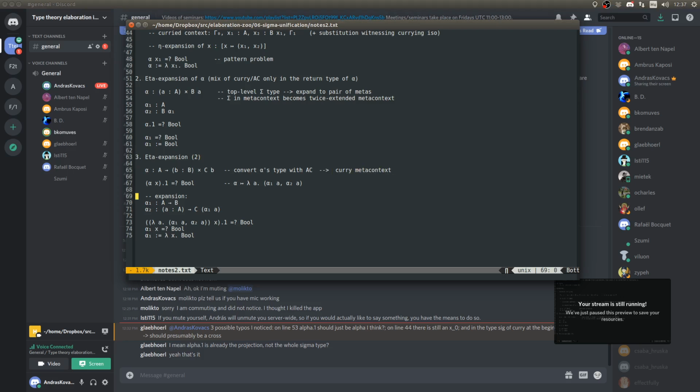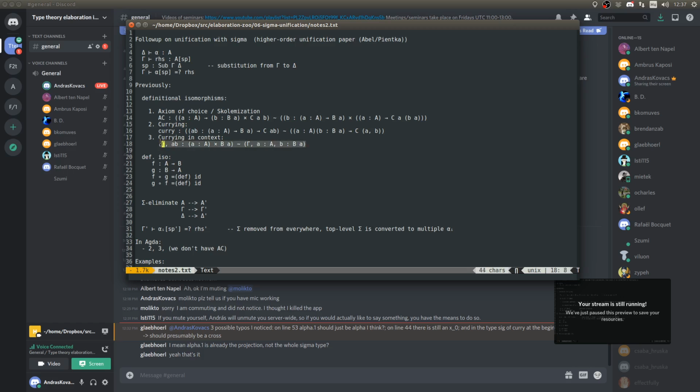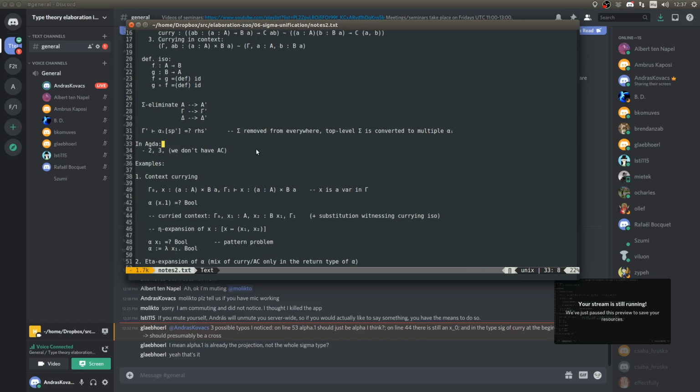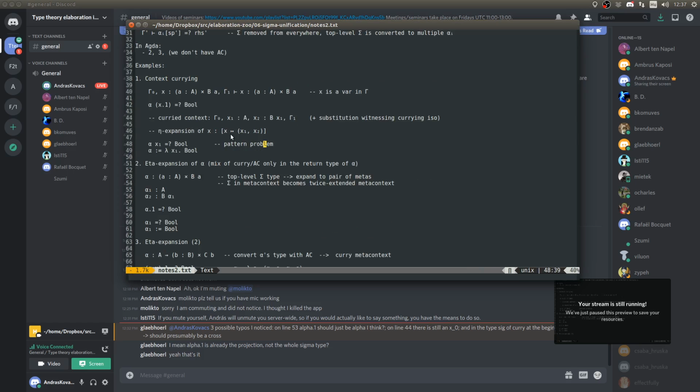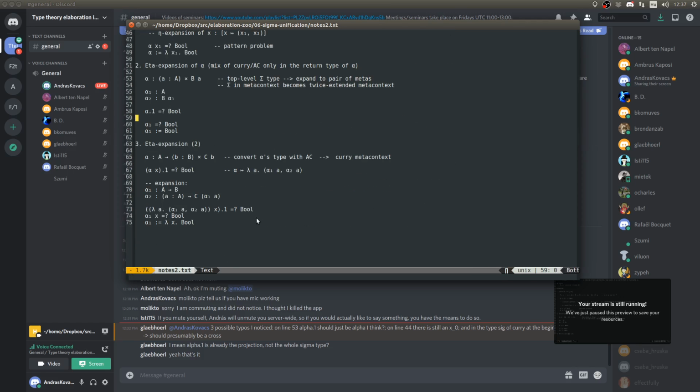Does Agda solve this or not? Yes. So Agda supports currying in local context and meta context. And this kind of currying, I mean currying in general, so it can curry the type of the meta. So we will see an example for that shortly. And it can do the axiom of choice, but only in the return type of the meta. It cannot do an axiom of choice conversion in an argument of the meta. But we will see examples for everything.